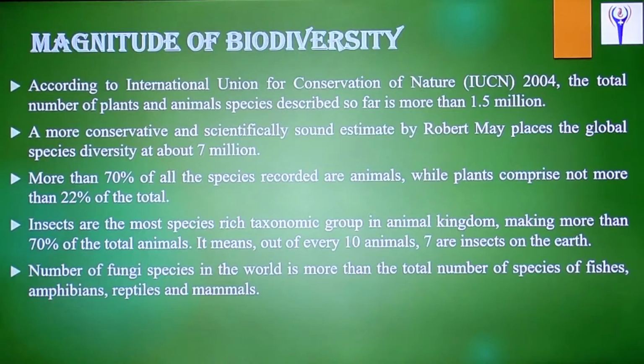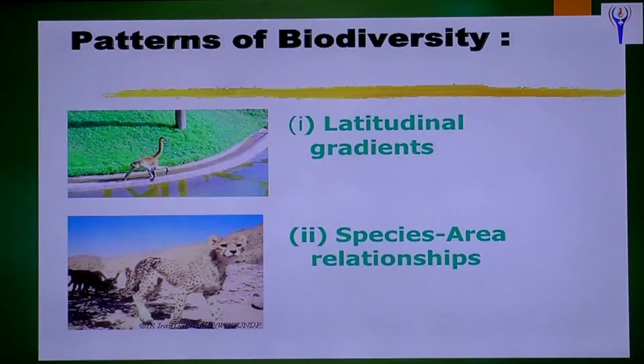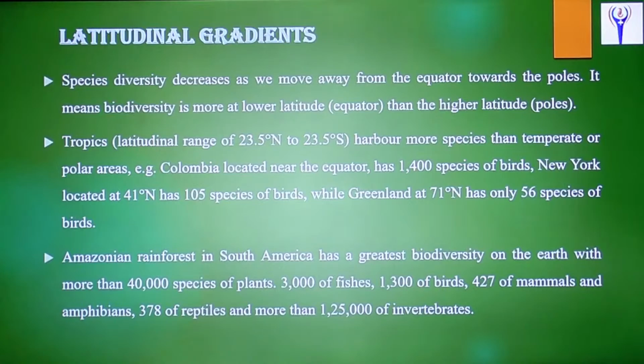And the next is patterns of biodiversity. There are two patterns. The first one is latitudinal gradients, and the next is the species-area relationship. We'll see them. Latitudinal gradient means the species diversity decreases away from the equator. If you go near the equator, the species diversity will be high. If you move far from that, the species diversity will be lower.